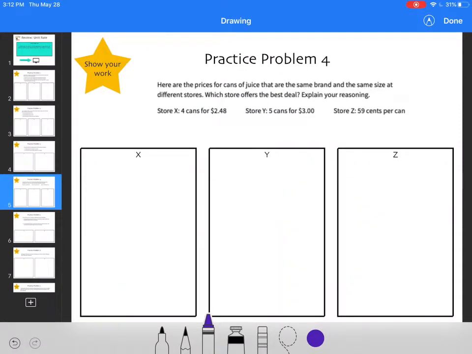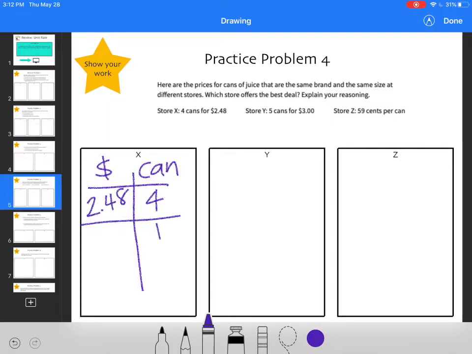All right. The next one says, here are some prices for cans of juice that are all the same brand and the same size at different stores. Which store offers the best deal? Explain your reasoning. So each time I want to figure out what it is for one can. So I have my cost and I have my cans. So 4 cans cost $2.48. I want to figure out what it is for one. So I'm going to divide by 4, and I get 62 cents.